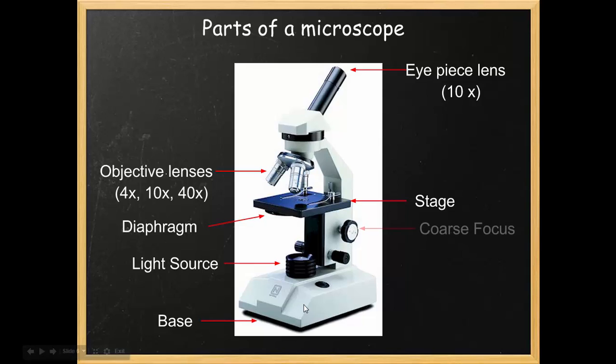You have your coarse focus, which is this larger wheel here, which moves up and down. It moves the stage up and down so that you can bring your object, your specimen, into focus. And here we have the fine focus. So that's really allowing you, because your specimen is three-dimensional, no matter how tiny it is, to focus somewhere in your specimen. So you'll adjust that as needed as well.